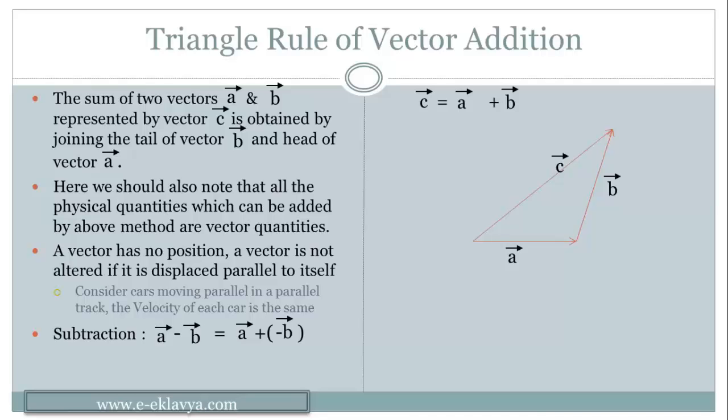So here we have one vector a and the other vector b, and the resultant is c. In order to find the value of c, we need the magnitude of c and the direction.